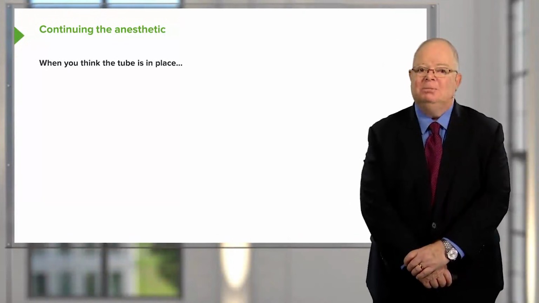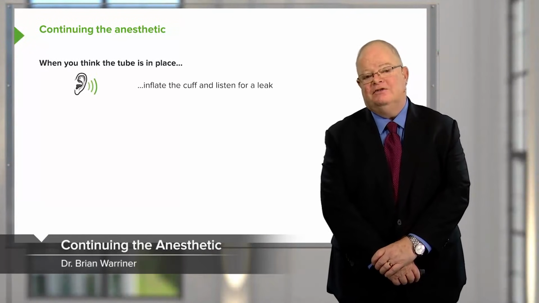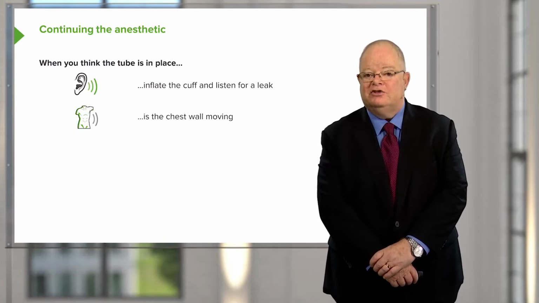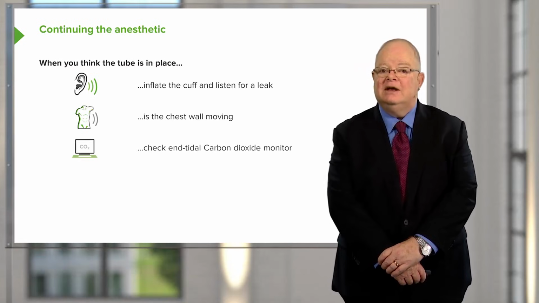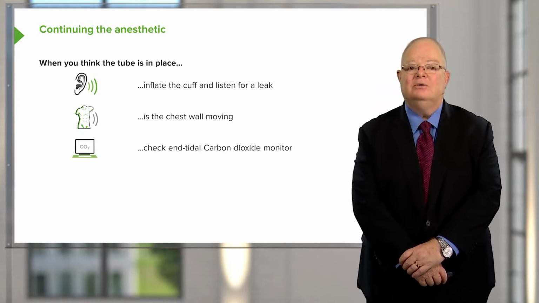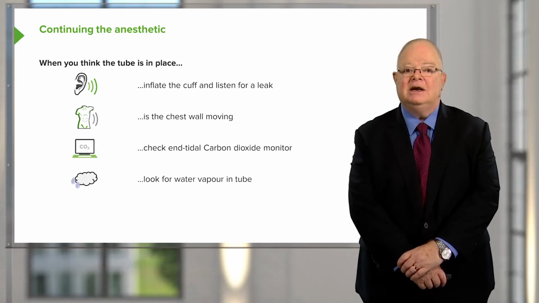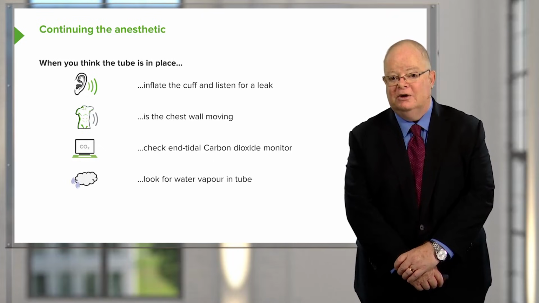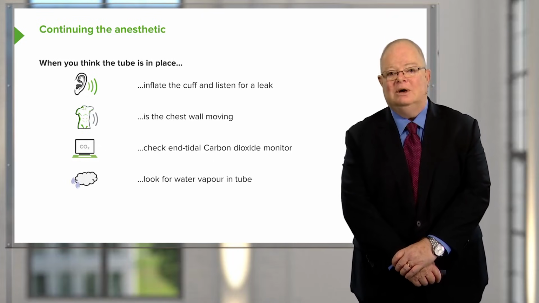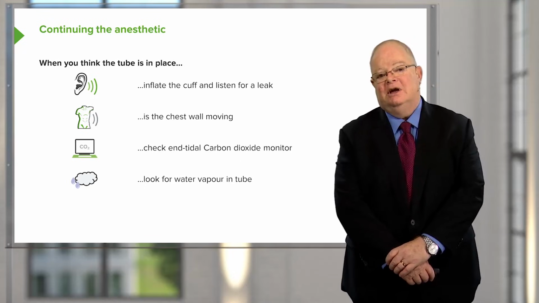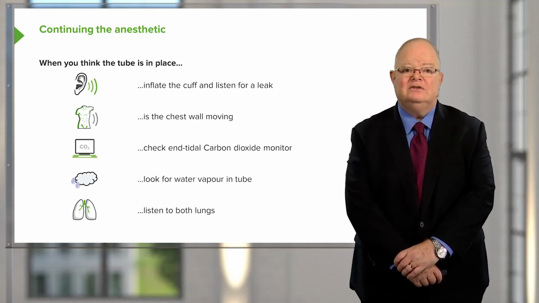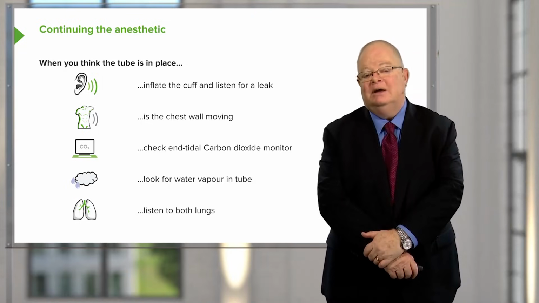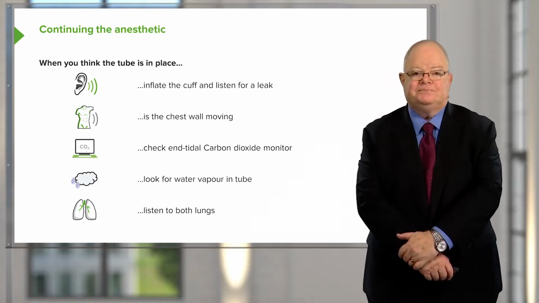Once you think the tube is in place, inflate the cuff and listen for a leak around the cuff. The inflation should be just enough to stop the leak. Look at the chest wall. Is it moving? Look at your end-tidal CO2 monitor. Are you getting CO2 back? Look at the tube. Are you getting condensation of water vapor on the inside of the tube? You won't get that if you're in the esophagus because there's no water vapor to come back from the stomach. So check for those things, and then listen to the lungs. Listen bilaterally, listen well out into the axillary area, and make sure you've got air entry.